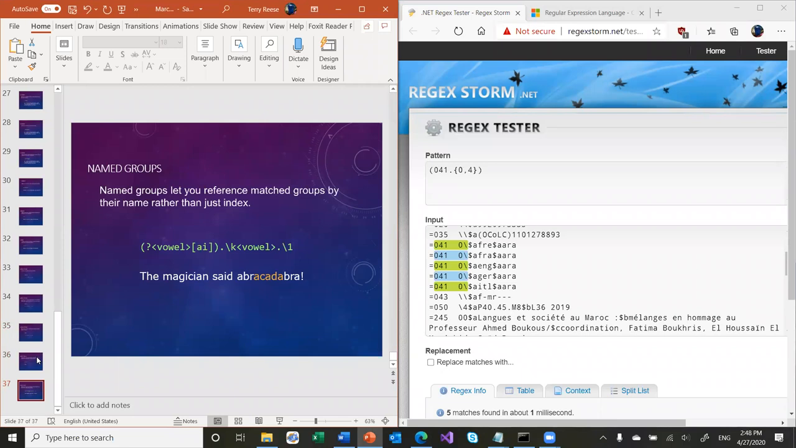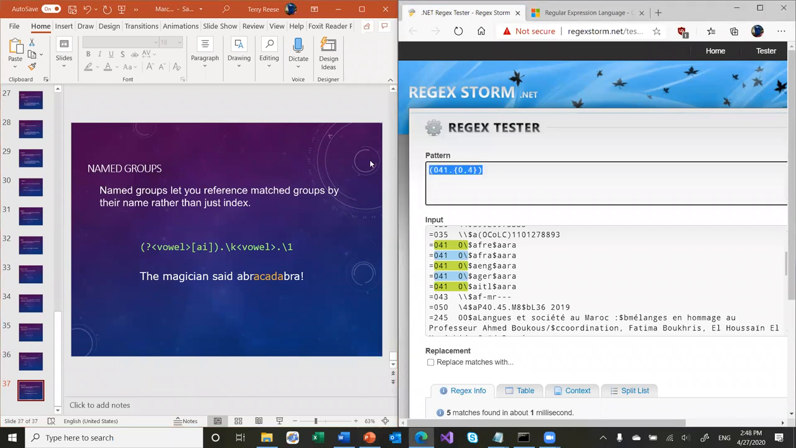We're going to talk about back references in the next session, because I'd like to be able to show them with real data. Named groups is actually useful. There are a couple different ways to name a group within the .NET language, and I'm going to show you why you would do it.